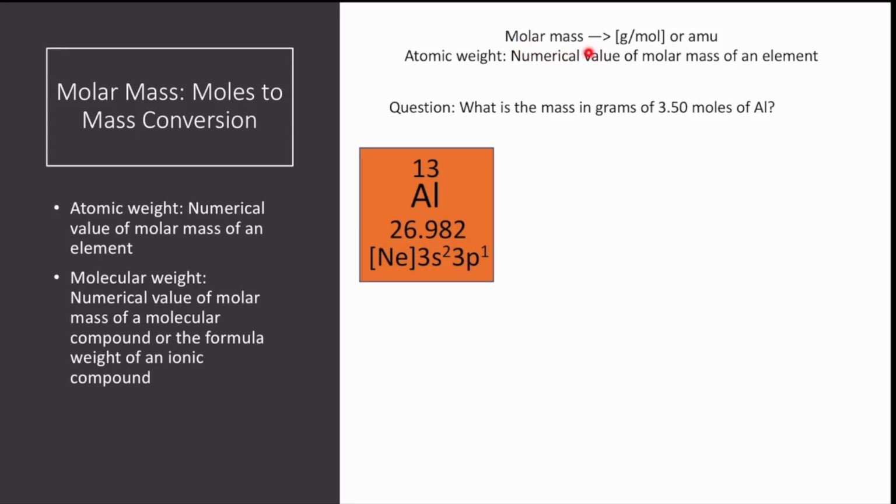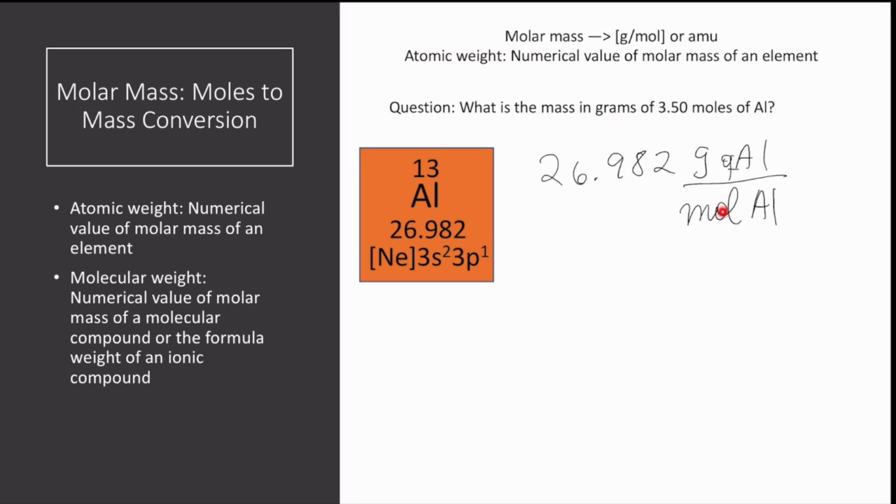Next, let's talk about molar mass. Molar mass is the mass of a given substance divided by the amount of that substance. It is given in units of grams per mole, or AMU, which is atomic mass unit. The atomic weight is the numerical value of molar mass of an element. For example, for aluminum, its atomic weight is 26.982, and this is in units of grams of aluminum per mole of aluminum.